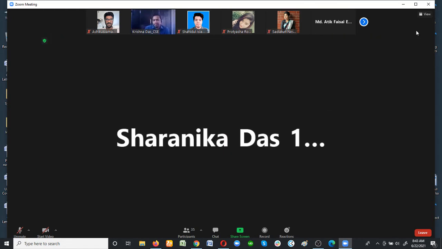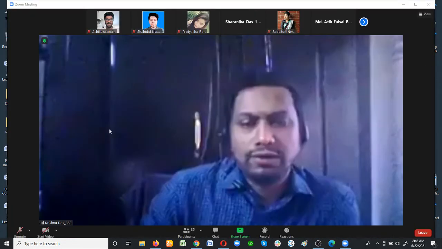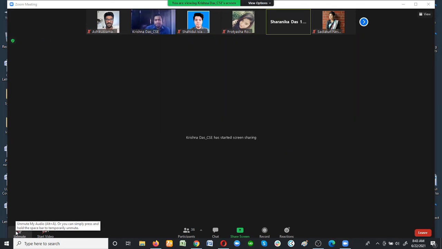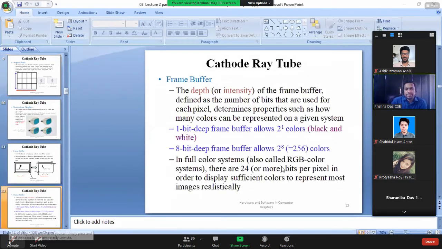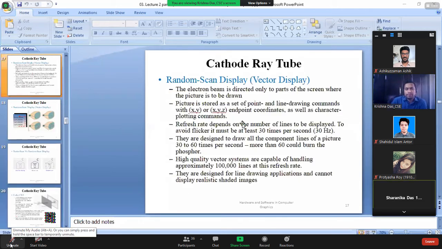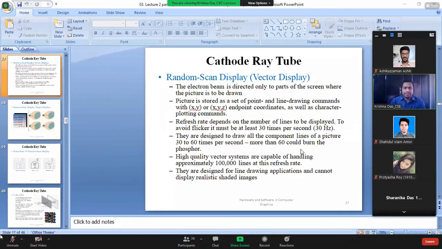We have done the random scan display. Up to random scan display, that you said. That means like number 16. Yes, sir. We have stopped in here somewhere, right? Yes. That is about the vector display. Have we explained that, or just quickly we explain maybe? Quickly explain. Okay.